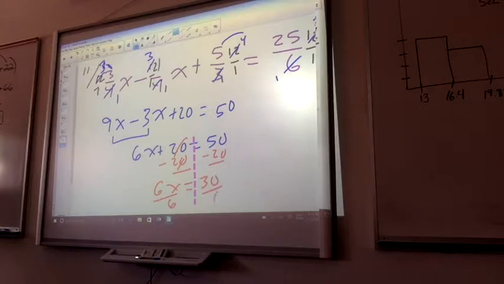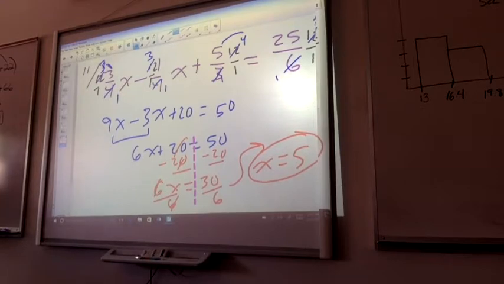Divide by 6, right? And then what's my answer then? 30 divided by 6 is 5. It's 5. How do we feel? Okay. Are there any other questions on pages 7 and 8?